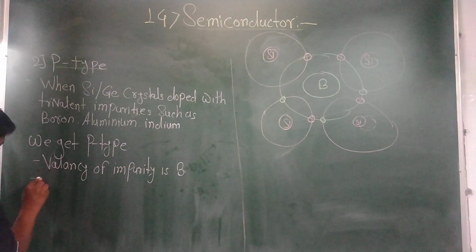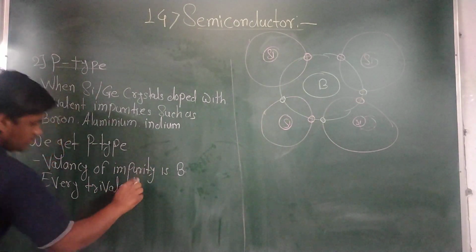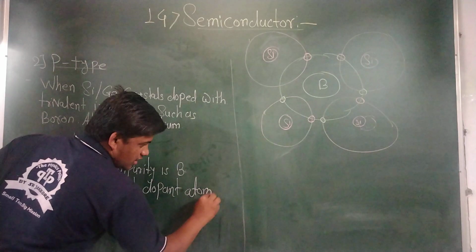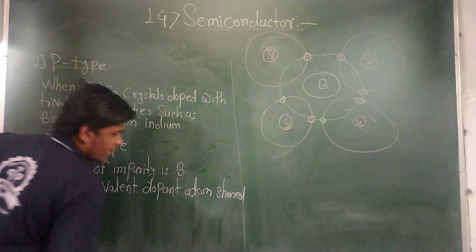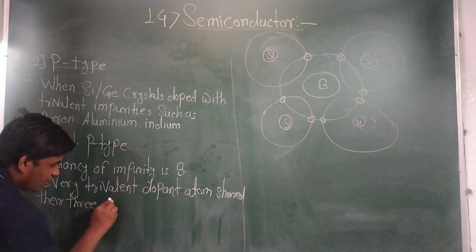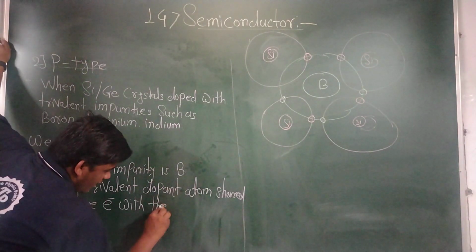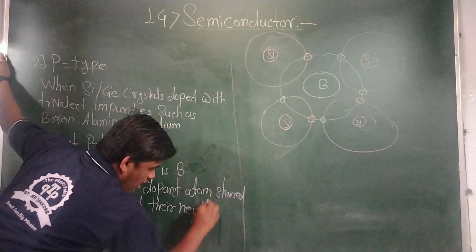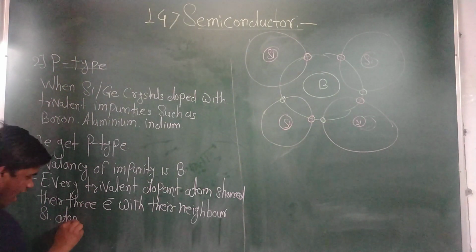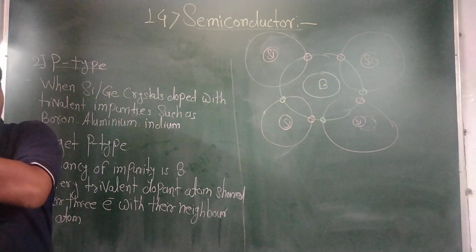Then I will write one sentence. Every trivalent dopant atom shares its 3 electrons with its neighbor silicon atoms, and they form covalent bonds with their neighbor silicon atoms.